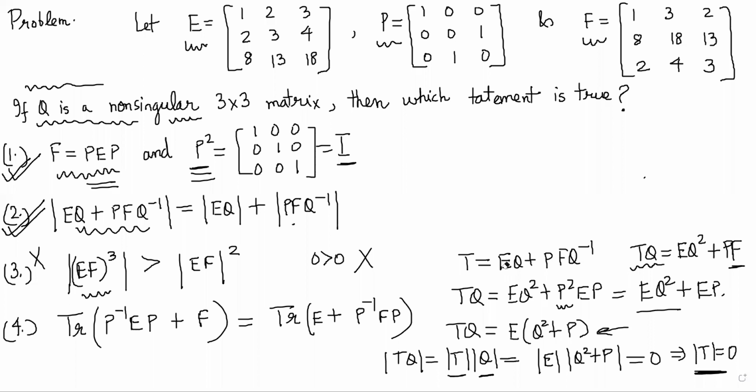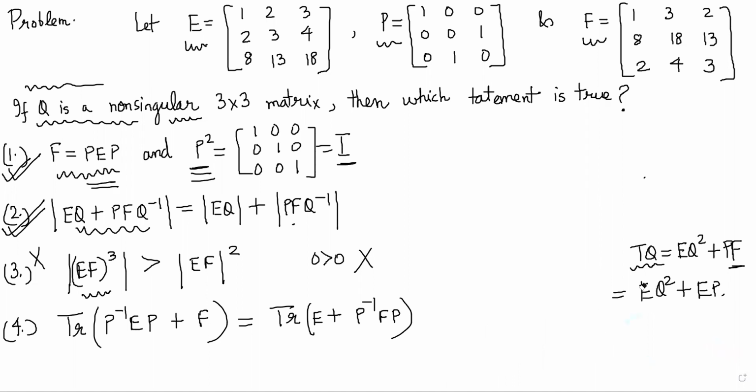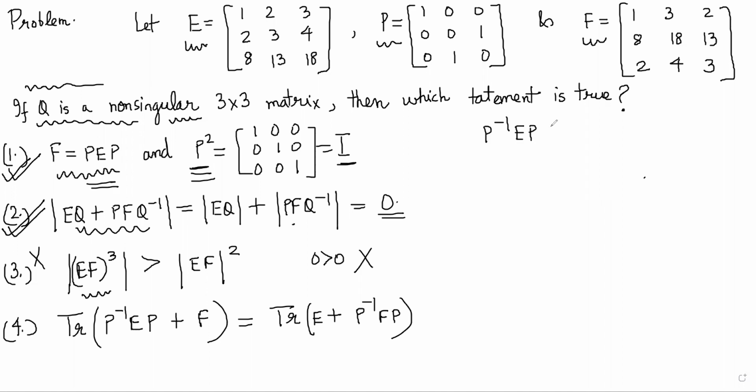So far we have figured out that option 1 and 2 are correct. Option 3 is wrong. And we know det of E is 0. That is what we know so far, right? Okay. We also know that this whole thing is 0. That we have figured out, right? Now we have to find the trace of P inverse EP plus F, right? So let's think about P inverse EP plus F, right?